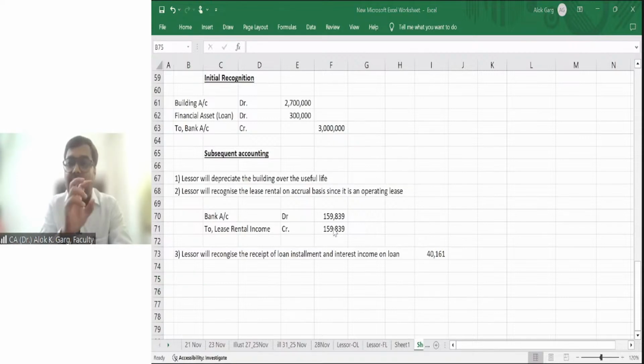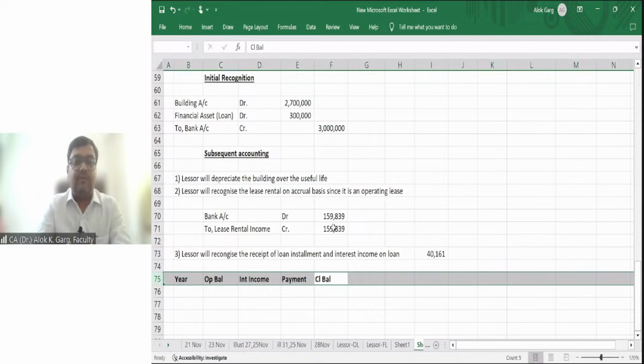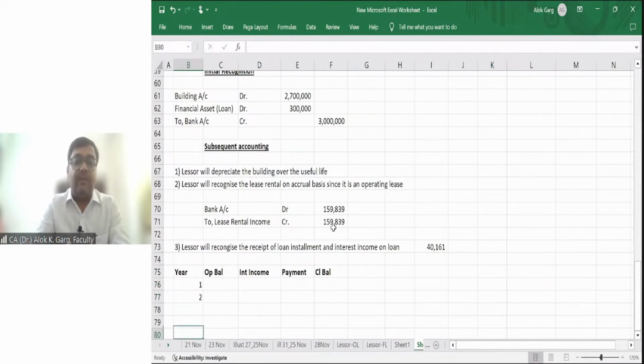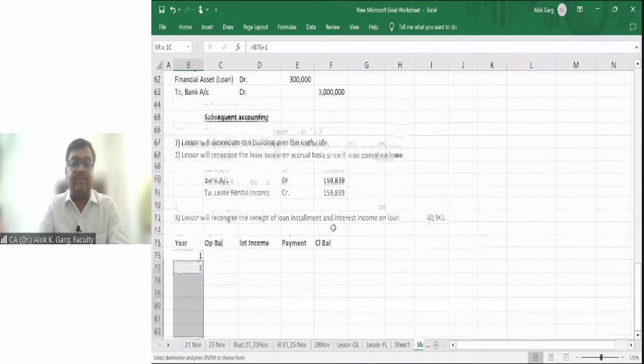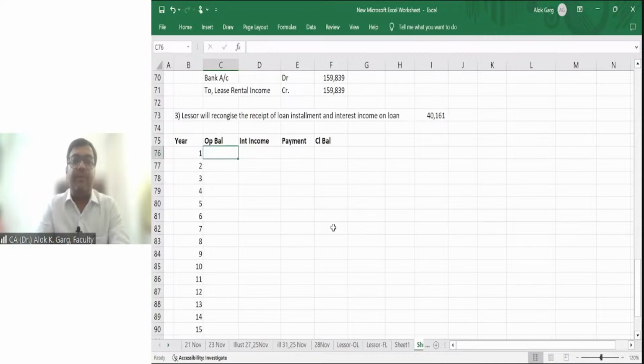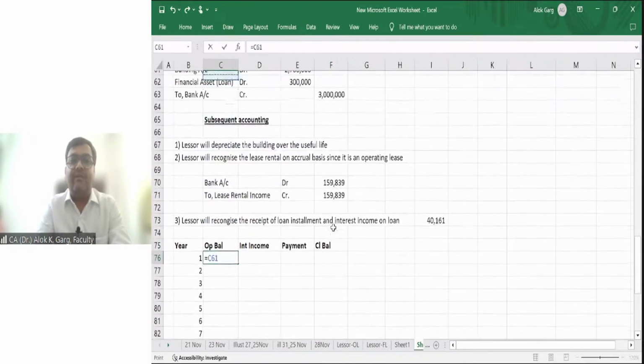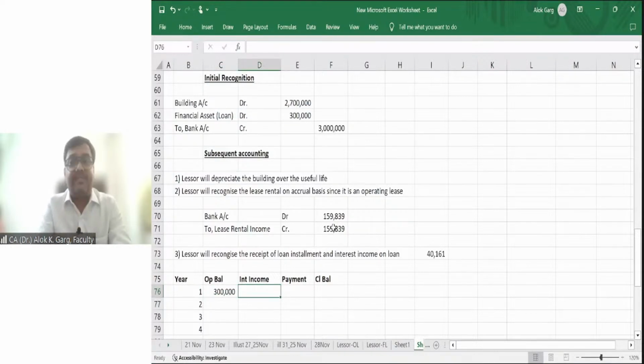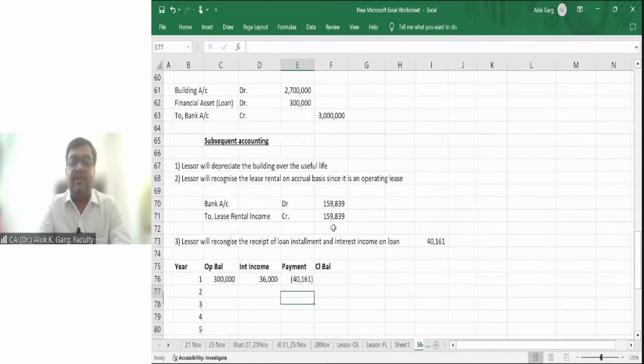So let's create a loan asset schedule. Like you create a lease liability schedule: opening balance, interest income, repayment, and closing balance. Every year you will receive 40,161 for 20 years. Your opening balance is 3 lakh rupees. The interest income is 12%, as you remember. The payment required every year is 40,161, and this gives the closing balance.